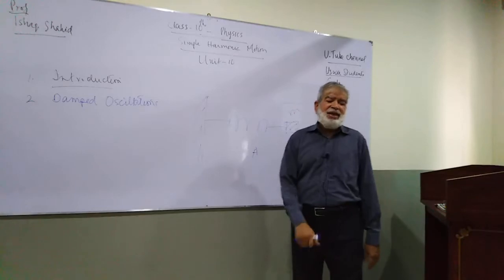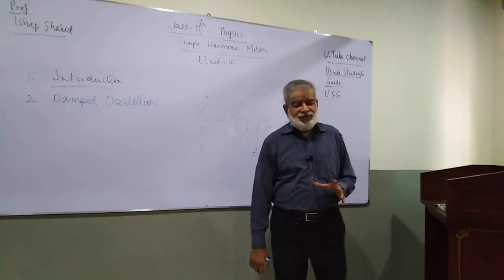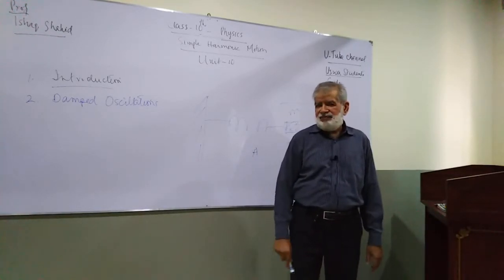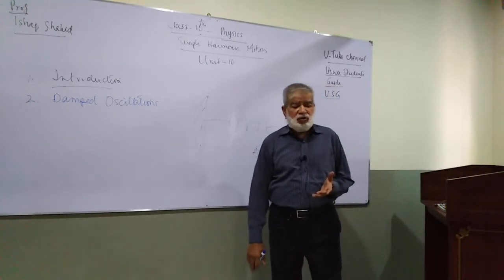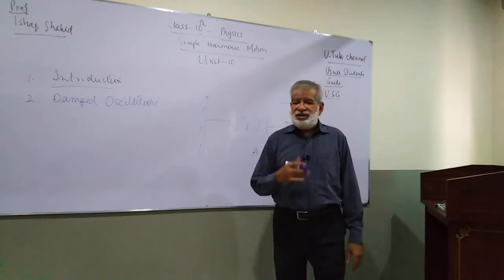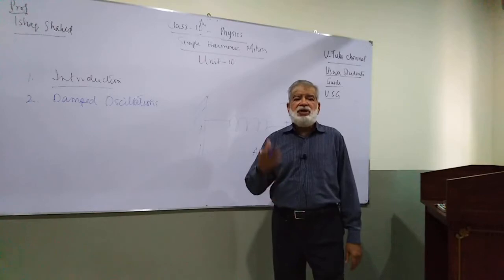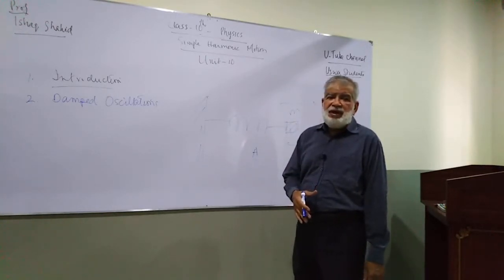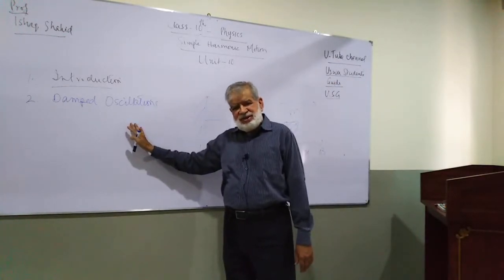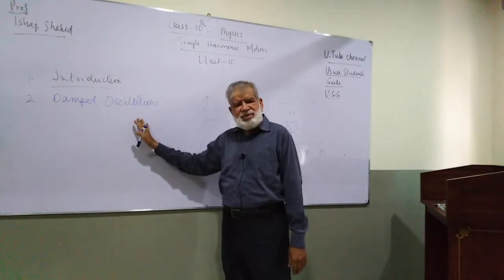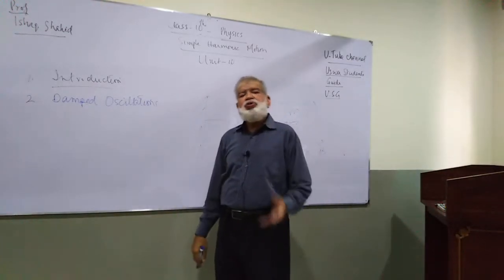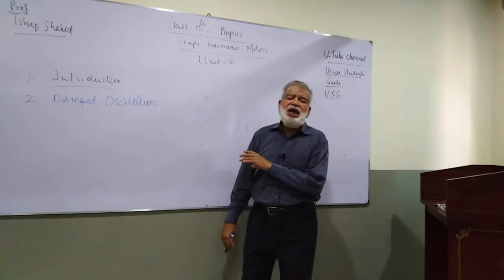indefinitely. But in practical life, some kind of friction does exist which forces the vibrations to come to a halt after some time. There are certain occasions in which you want the oscillations to stop. And when you desire an oscillatory motion to stop, then you put in some resistance force. So damped oscillation is that oscillation, that vibration, which is forcibly stopped. So damping means putting some resistive force into the system.